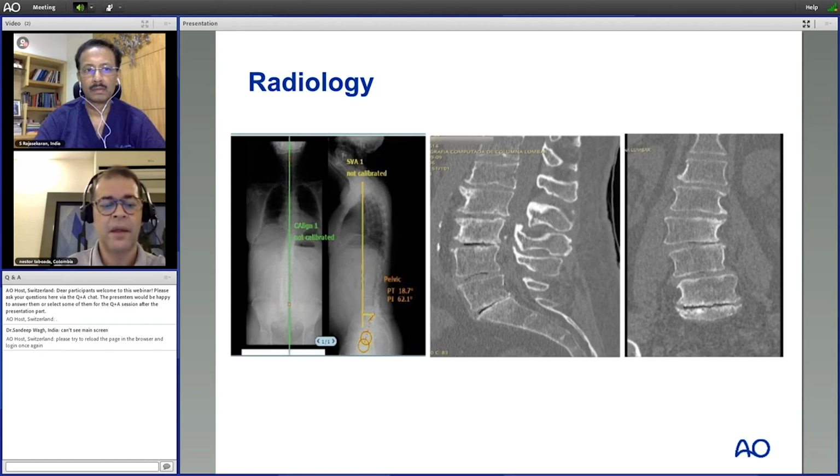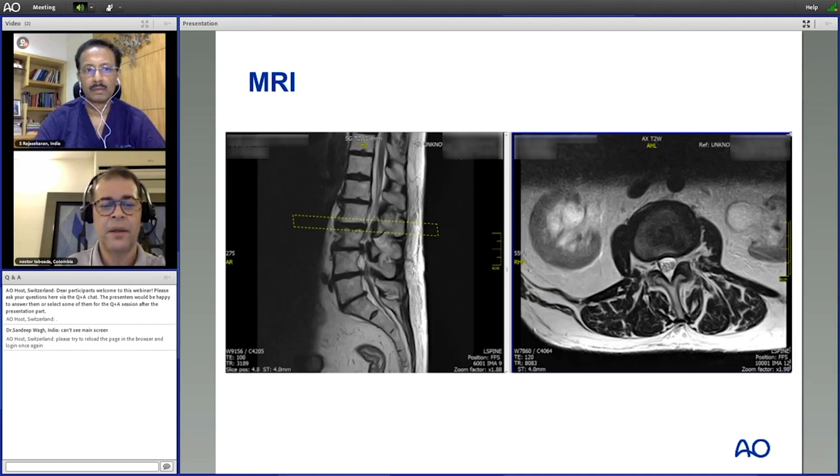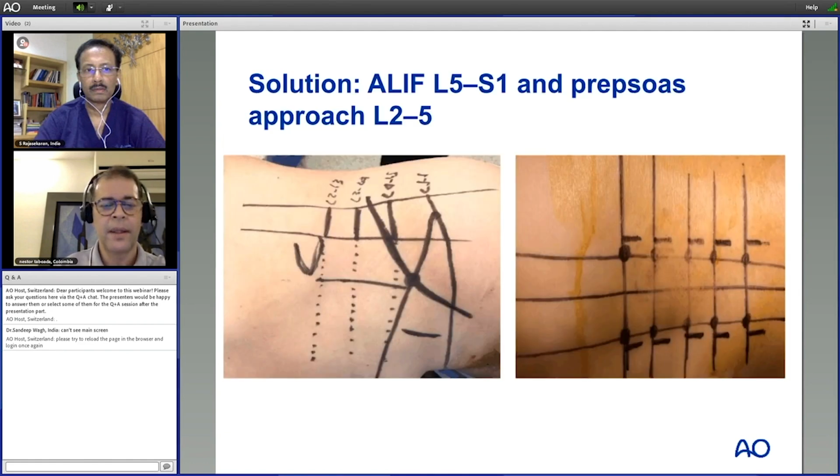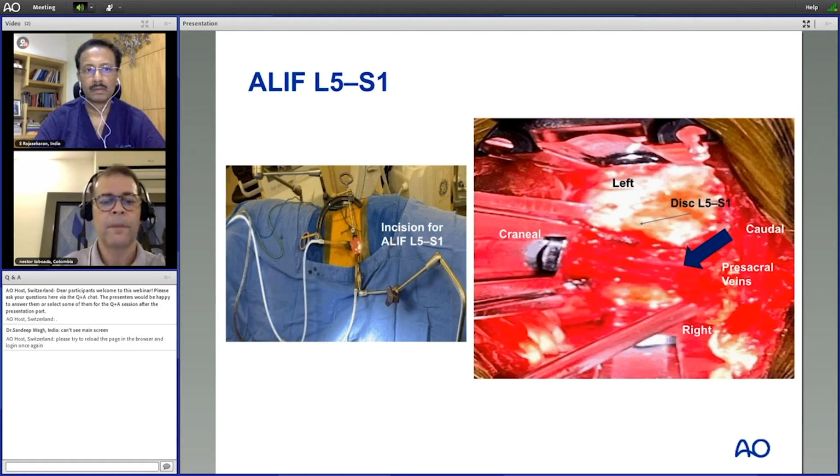This is the image of the CT scan and the panoramic X-ray, and in the MRI you can see the de novo scoliosis and sagittal balance and the multifactorial lumbar stenosis L2-S1. The surgery in this case was an ALIF at L5-S1 and a psoas approach L2-L5 in a single position surgery.